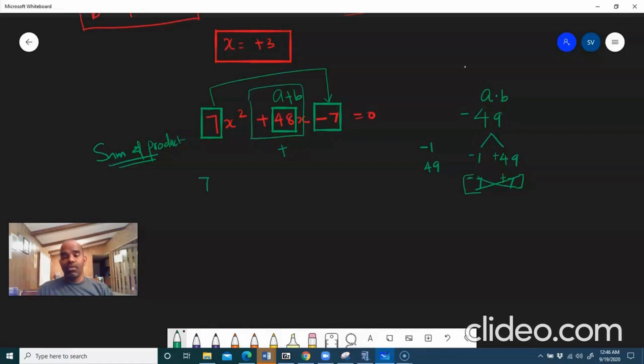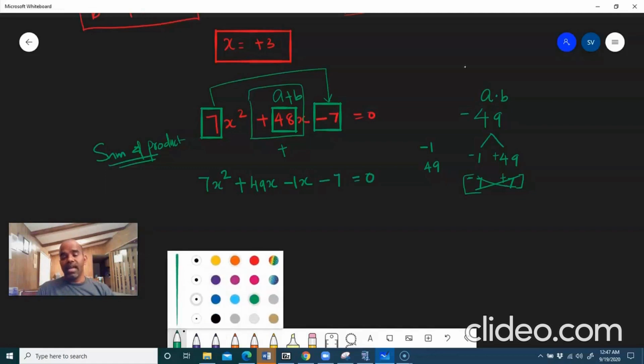Okay, so we can rewrite this equation as 7x square plus, what are the two terms? One is negative 1 and another one is positive 49. So add the variable with this. So you can write 49x and minus 1x. See here, 48x is rewritten as 49x minus 1x. You know that 49 minus 1 is 48, so nothing is changed, just split it. Minus 7 equal to 0. So guys, we have actually completed the first step.